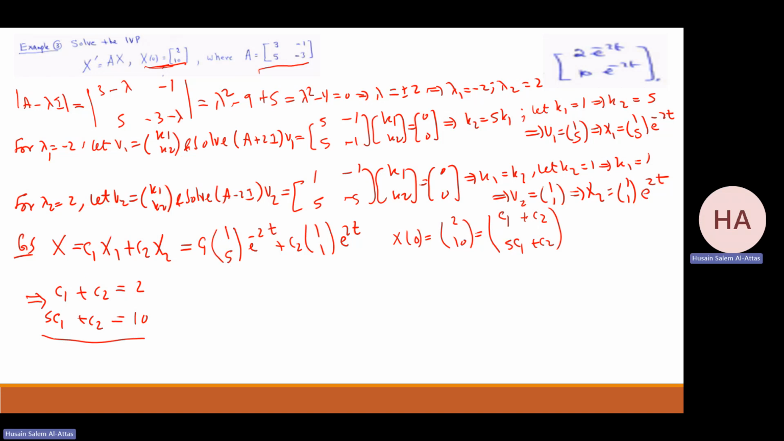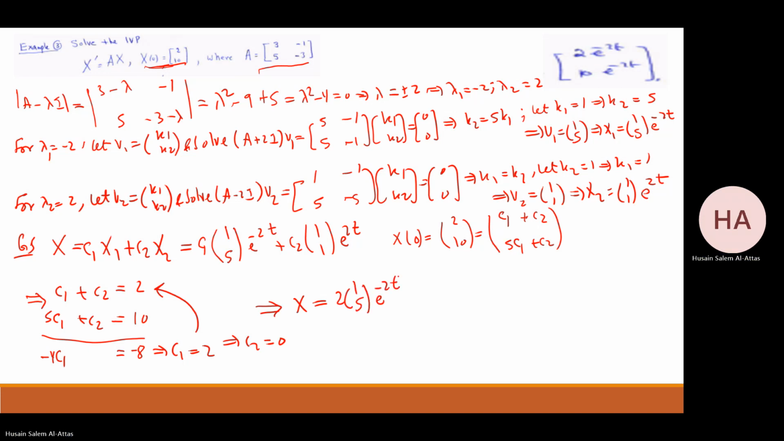I subtract these two equations. I have minus 4C1 equals what? Minus 4C1, 2 minus 10, that is minus 8. So C1 equals 2, plug it here. So C2 equals 0. So it will be my solution. C1 is 2, C2 is 0. So I have 2, 10, e to the minus 2t, or can rewrite it, which is this one. Great.